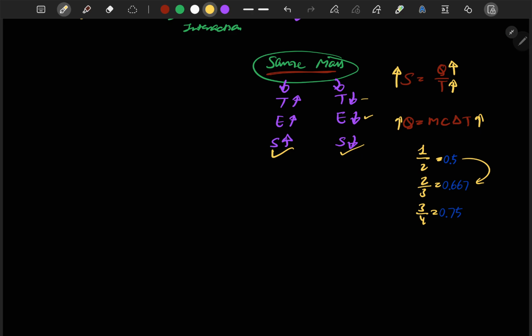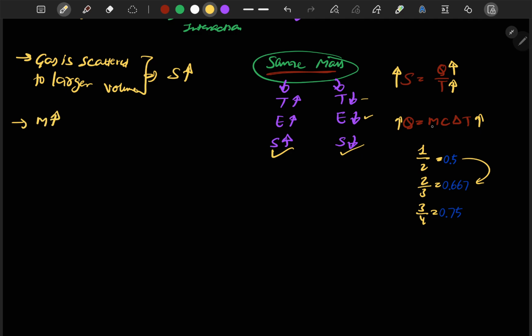Now there are two more points. If gas is scattered to a larger volume, then the entropy of the gas will increase. The next point is, if the total mass of the system increases, if we increase the mass of the system, from here we can see that our entropy will also increase.